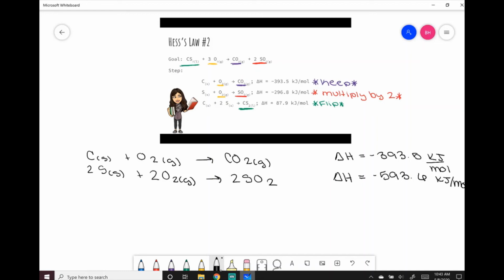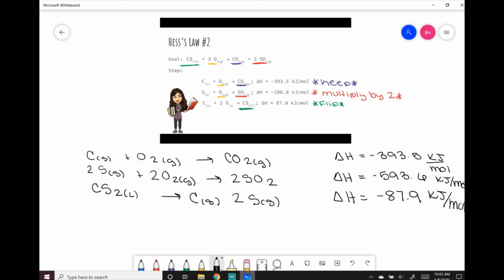Now my next one I'm going to flip. So my products are going to become my reactants and my reactants are going to become my products. So I'm going to have CS2 as a liquid. And it's going to turn into carbon as a solid and 2 sulfur as a solid. And when I flip my reaction, I need to change the sign of my enthalpy.